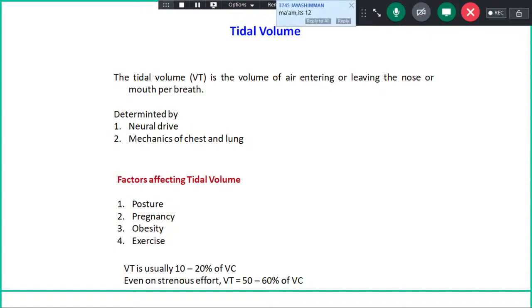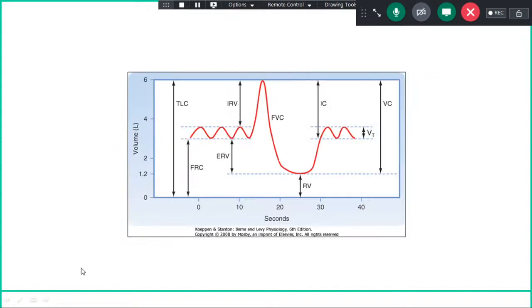In pregnancy and obesity also, because the elastic recoil forces are also affected for the chest wall, the tidal volume decreases. Normally it is about 10 to 20% of the vital capacity, being about 4 to 4.5 liters. But even if you are doing strenuous exercise, you cannot reach the vital capacity routinely. It may go up to 50 to 60%, but not more than that.